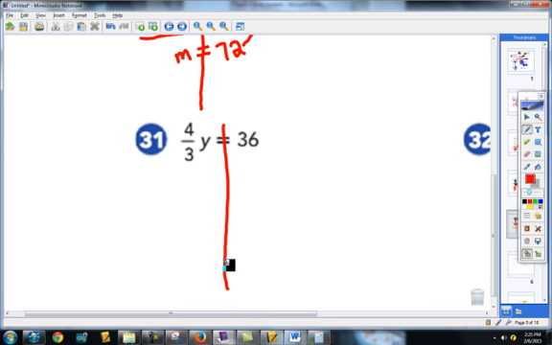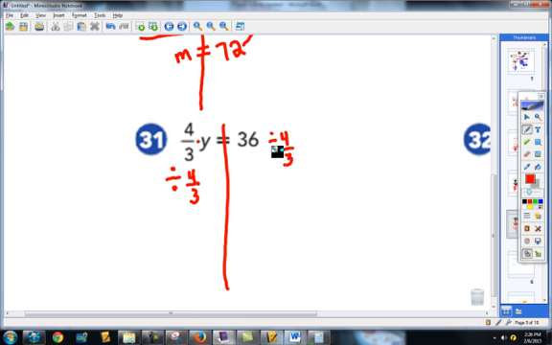Okay? Draw your line. Ask the question again. What is happening to the variable? Well, it's being multiplied by the fraction 4/3. So I need to undo that by doing divide by 4/3 and divide by 4/3.